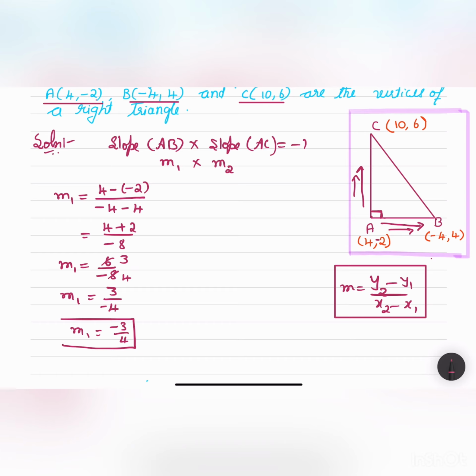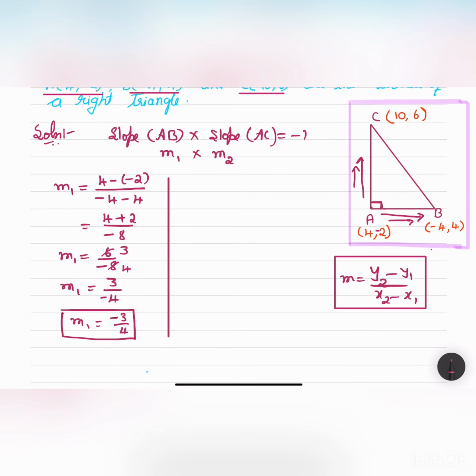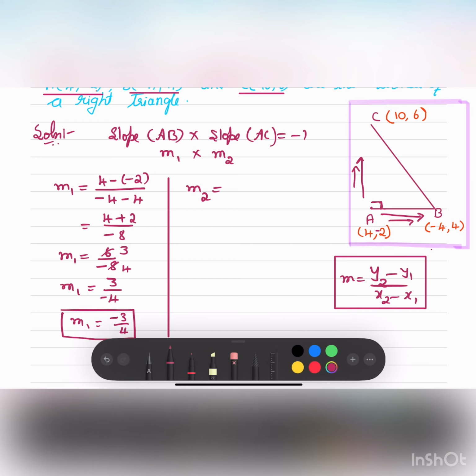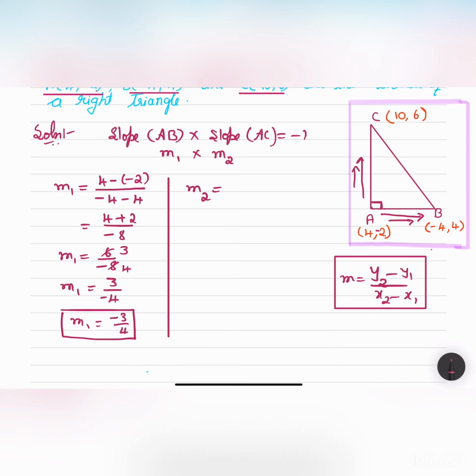Now let us find out m2. So m2 is equal to, this is slope of AC. So it will be equal to y2 minus y1, will be minus 2 minus 6 divided by 4 minus 10. So that is equal to minus 8 by minus 6. Now we are getting 2 4s are and 2 3s are. So this is 4 by 3, plus 4 by 3.